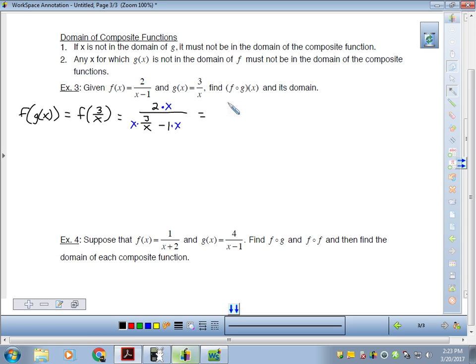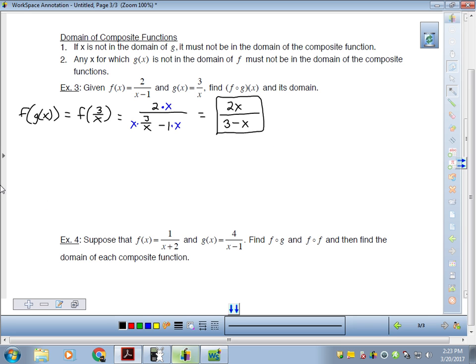And so we get 2x over, here the x's would cancel, and we'll have 3, minus, over here, 1 and x work together, we get x. Okay, so we have 2x over 3 minus x. Are we okay there?